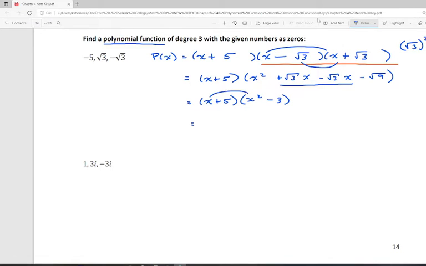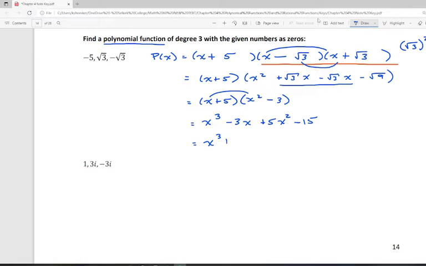So let's multiply the x through. I get x times x squared is x cubed. X times negative 3 is negative 3x. 5 times x squared is 5x squared. And 5 times negative 3 is negative 15. Okay, and then I don't like that it's not in descending orders of power, so I would put it in descending orders of power.